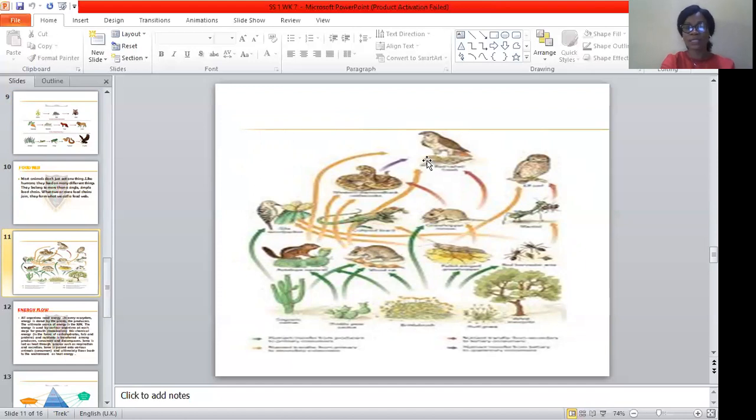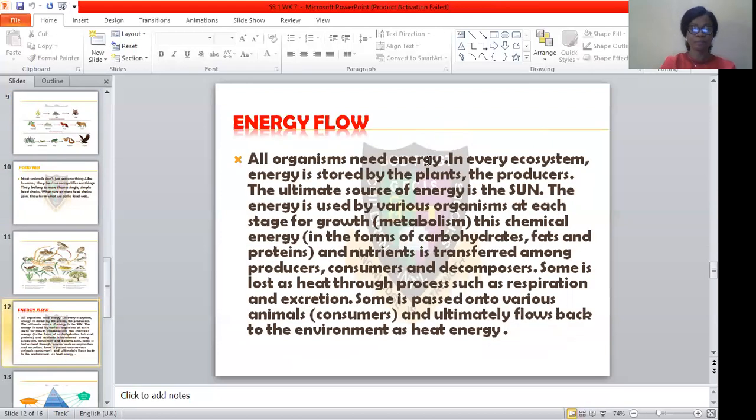That is what a food web looks like. That is, the many occurrences of food chains result in what we refer to as a food web. Let's move on. Now let's talk about energy flow. That is, how does energy flow in an ecosystem?